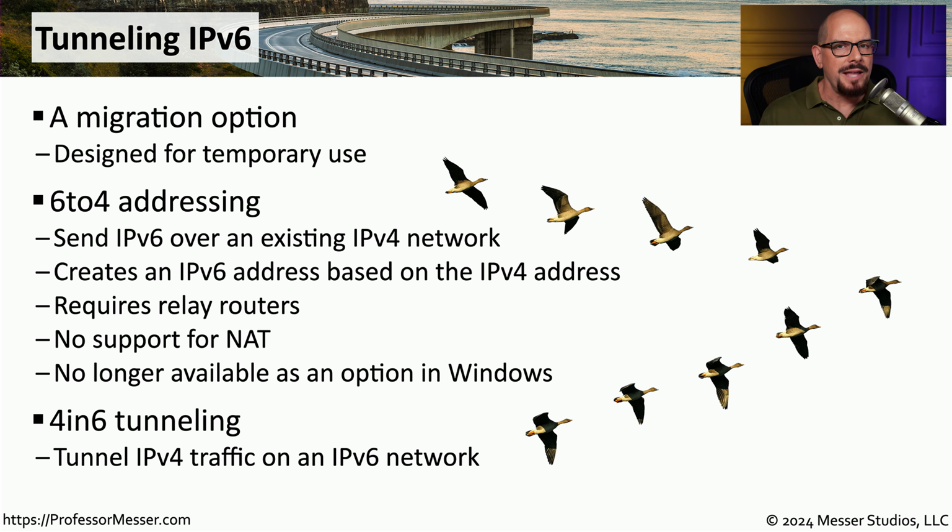If you can tunnel IP version 6 traffic across an IPv4 network, you can also do the reverse with 4-in-6 tunneling, where we can tunnel IP version 4 traffic across an existing IP version 6 network. Both of these were used as relatively short-term solutions, and it's very unusual to find 6-to-4 addressing or 4-in-6 tunneling still being used on our enterprise networks.